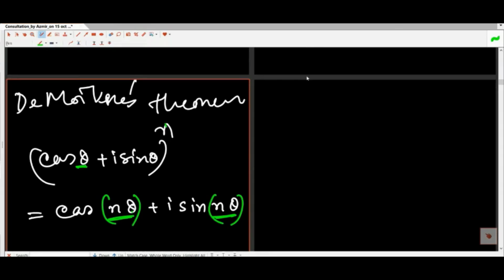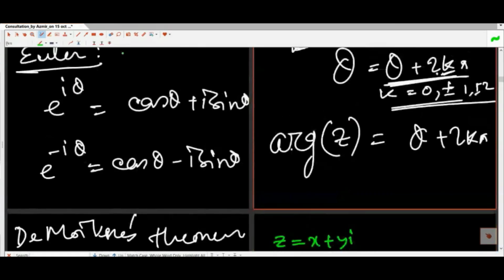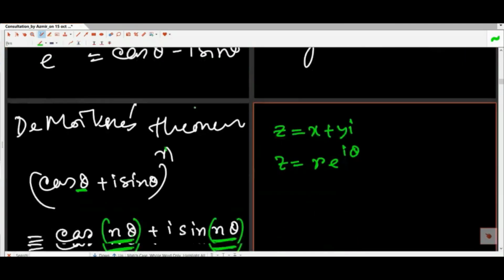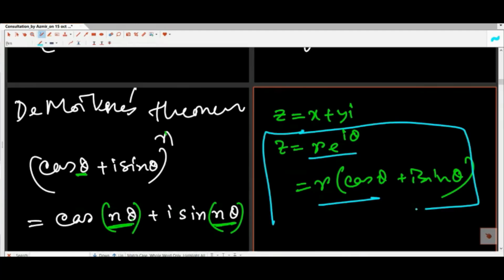So let's recall all the things again. That is, the rectangular form is z = x + yi, and the polar form is r e^(iθ). Since we have understood that e^(iθ) is cos θ + i sin θ, we can write r(cos θ + i sin θ). Both these forms are known as polar, and this one is rectangular.